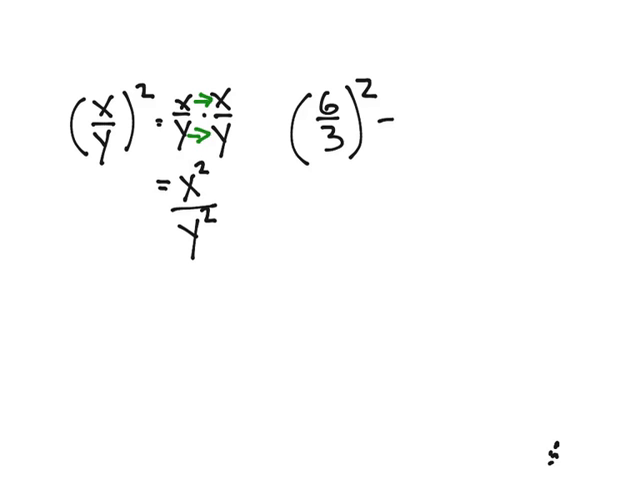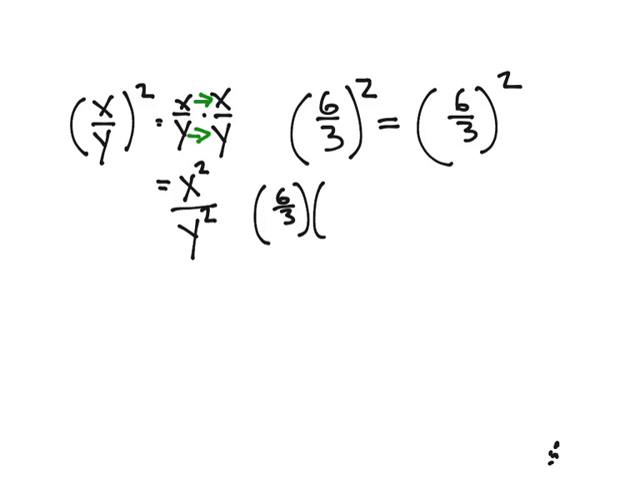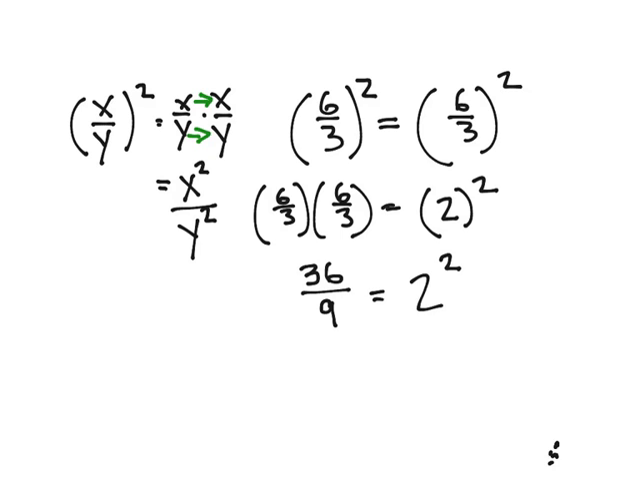So let's look at a numerical example. We can work this out in two ways. On the left, we'll do 6 divided by 3 times 6 divided by 3, simply rewriting this without an exponent. On the right, we can work it out by doing the actual division, 6 divided by 3, which gives us 2 squared. On the left-hand side, 6 times 6 is 36, 3 times 3 is 9, and on the right side we still have 2 squared. 36 divided by 9 is 4, and 2 squared is also 4. So once again, we've shown that this works.